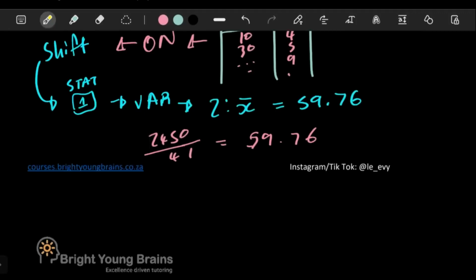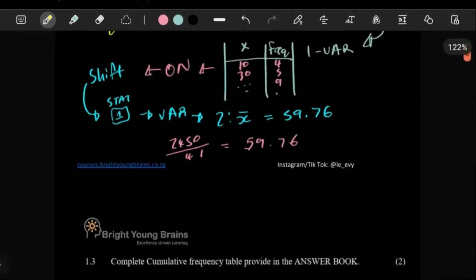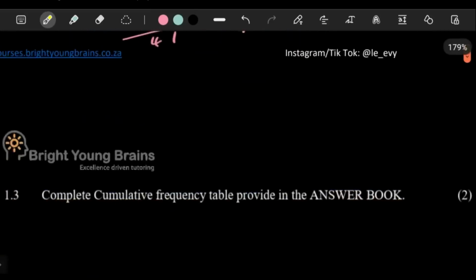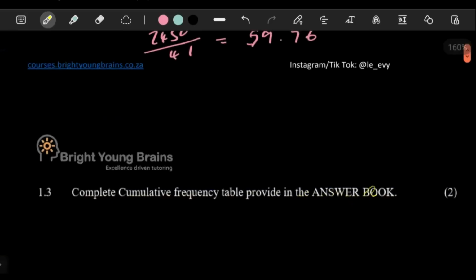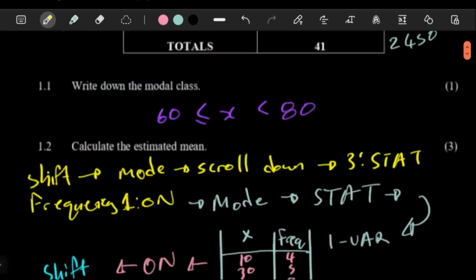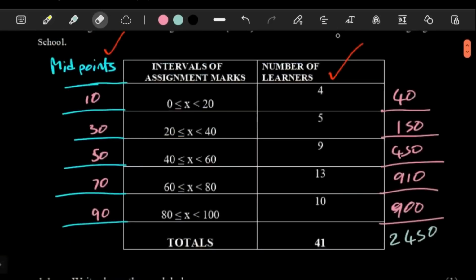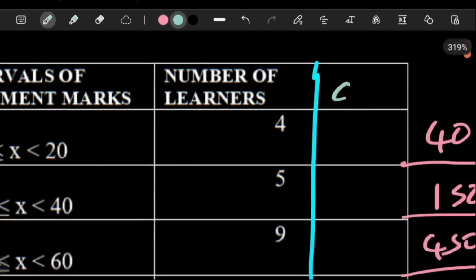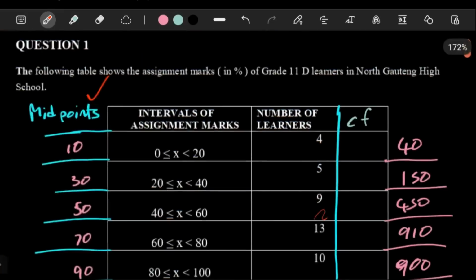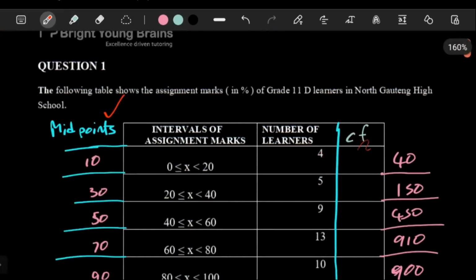But moving on. In this situation, the next one: complete the cumulative frequency table provided in the answer book. So if you're going to complete the cumulative frequency column, let's just edit here manually. All they mean is you're just going to be adding these values up one by one. So 4 is the first one, so there's nothing to add.